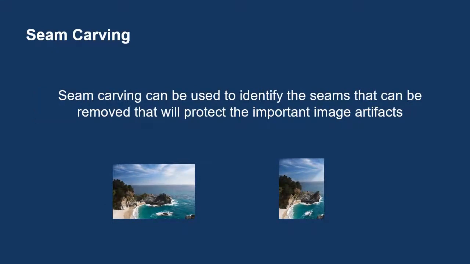A seam carving can be used to identify the seams that can be removed that will protect the important image artifacts. So again, on the left is the original, and on the right we use seam carving to be able to remove columns that preserve some of those artifacts, like those rocks that you see there.